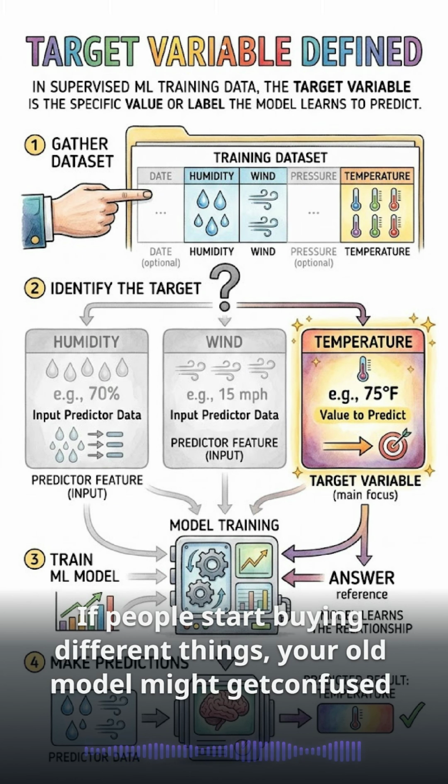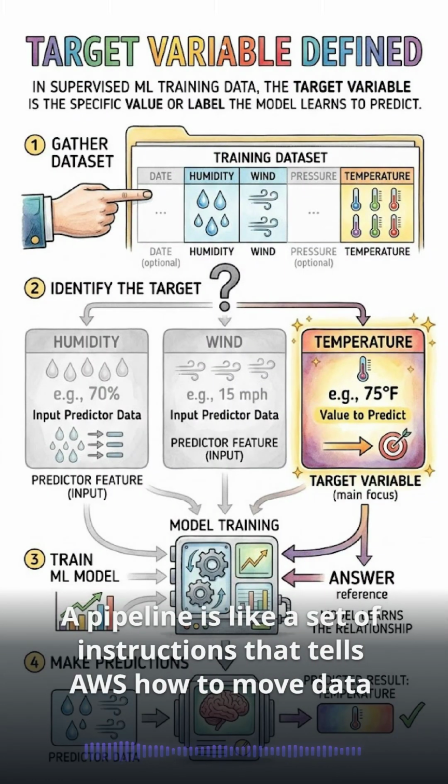We also use SageMaker pipelines to make the whole process of updating models much more simple and fast. A pipeline is like a set of instructions that tells AWS how to move data and train models automatically. You can set it up so that every time you get new data, the pipeline starts a new training job.